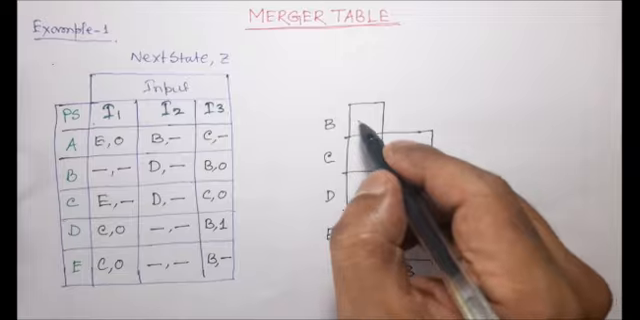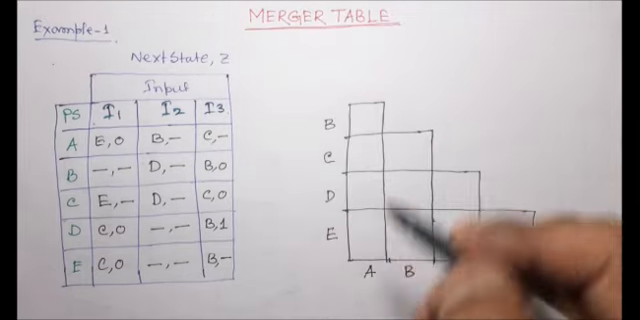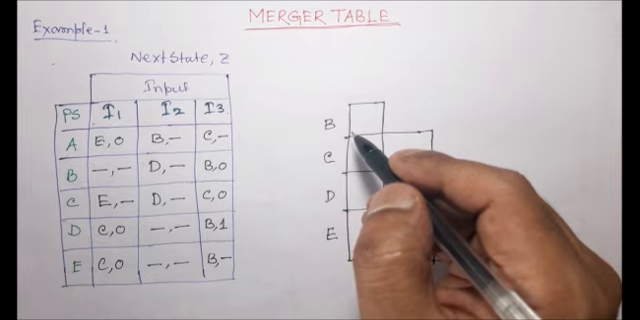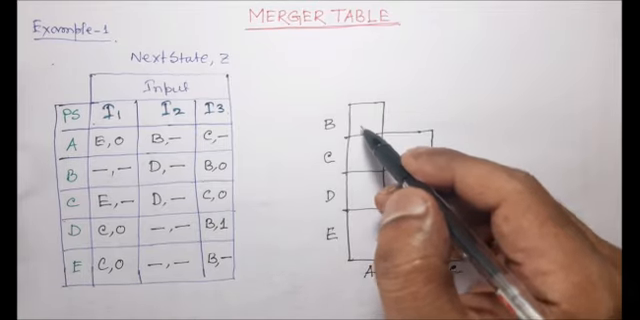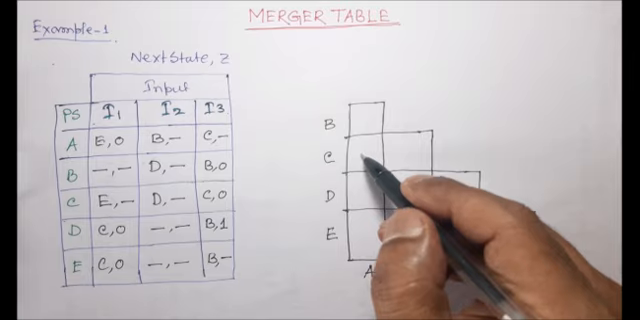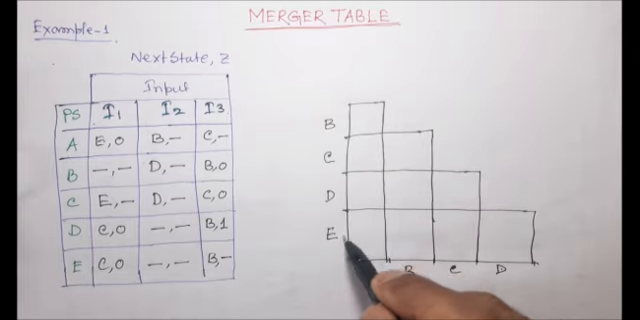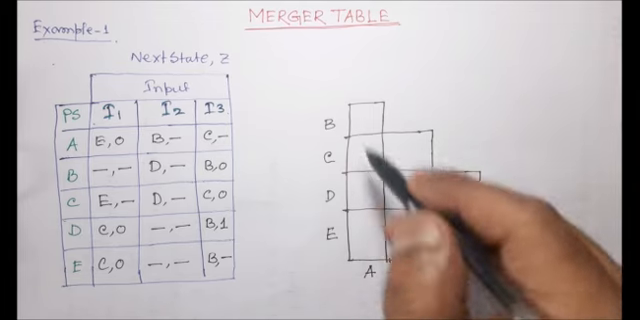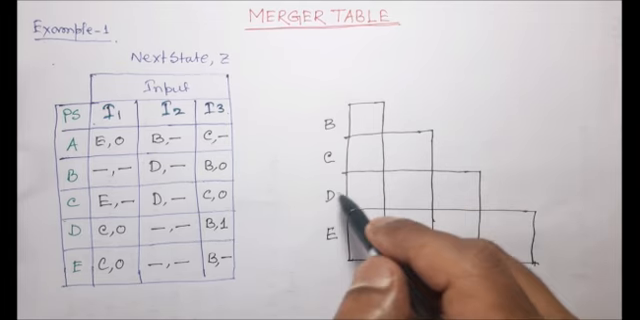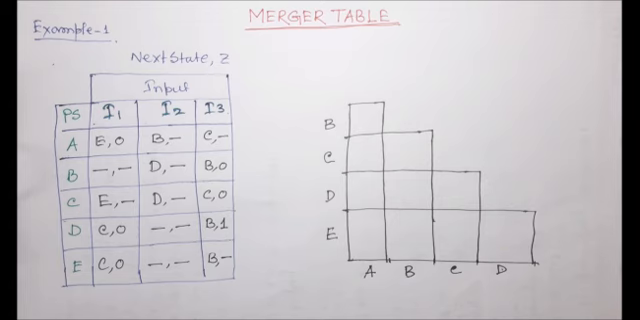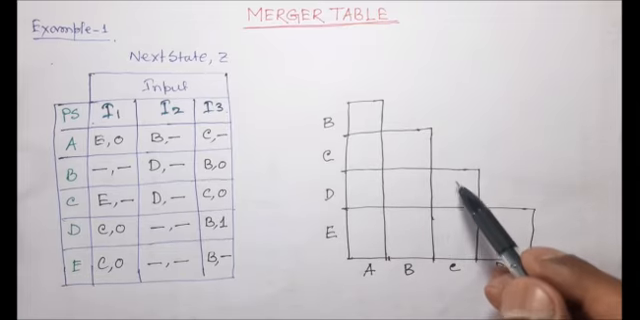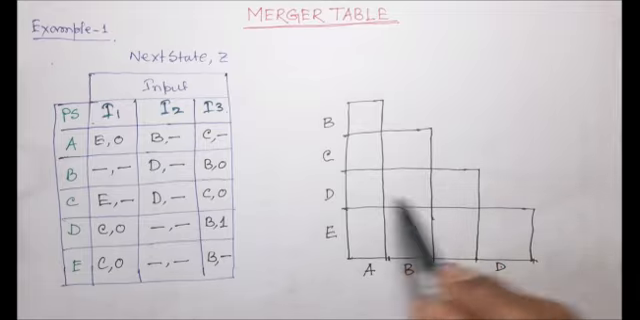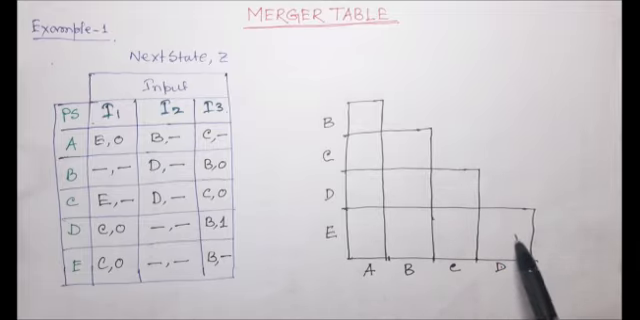So here this cell means A and B. Okay, this cell means A and C, this cell means A and D, this cell means A and E. Okay, so we can think of it the reverse way also: BA, CA, DA and EA. Similarly, this cell represents BC, this cell represents CE, this cell represents DE.